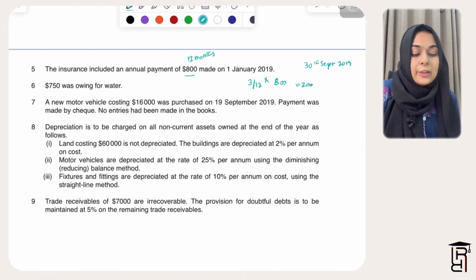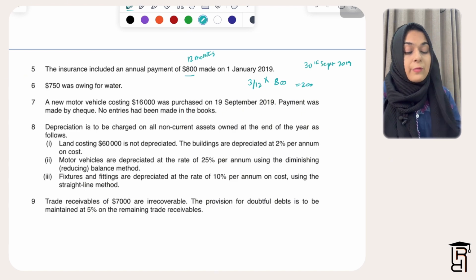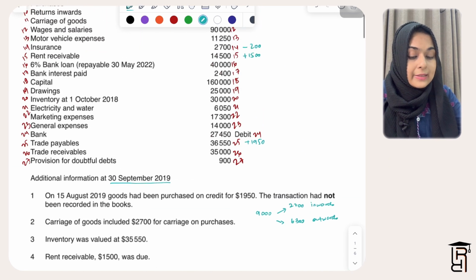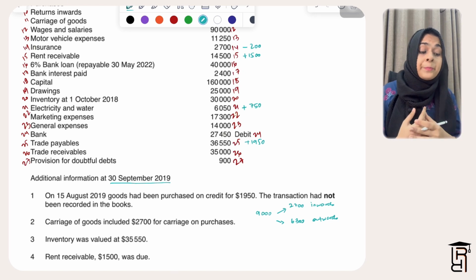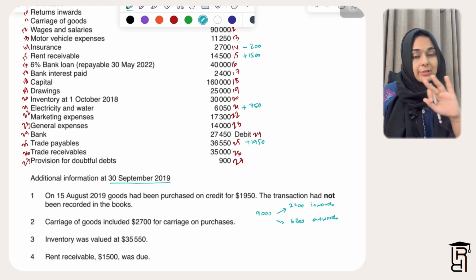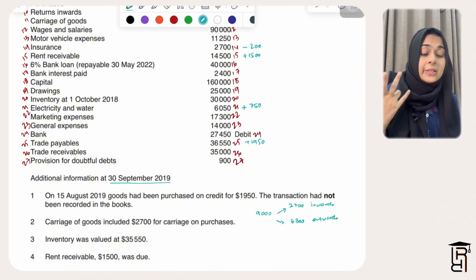Then point number 6, they're saying 750 was owing for water. So again, owing expense and owing incomes are both always added. Whenever there is an owing, you need to add that and make that part of your income statement. Whenever there is a prepaid, you need to subtract that and remove that. You don't have to put it as part of your income statement.